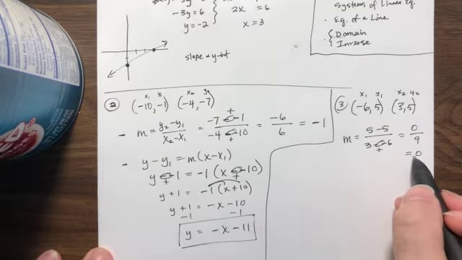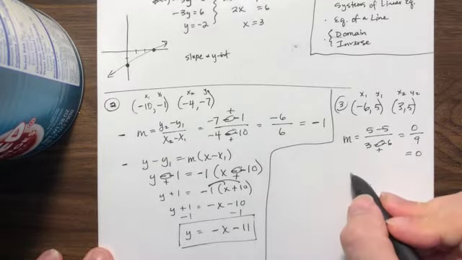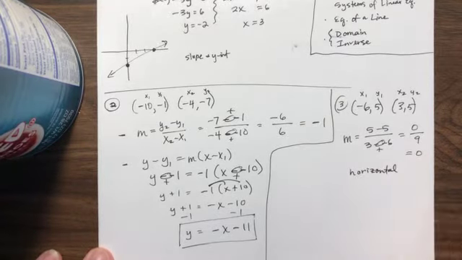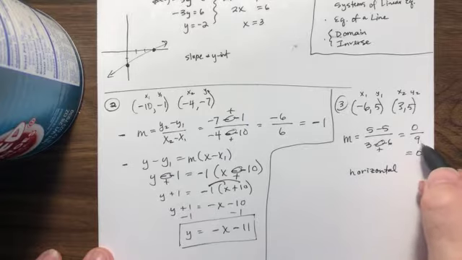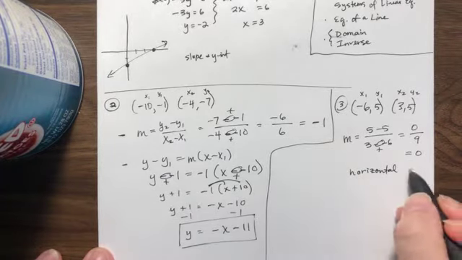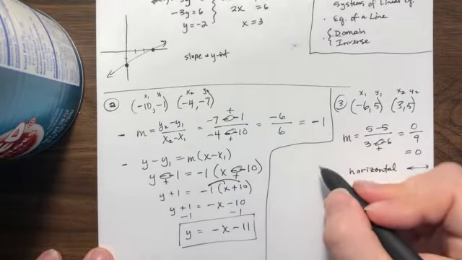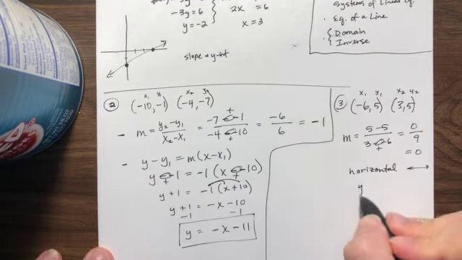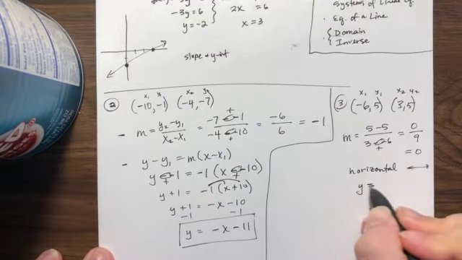And the only equation that has a slope of 0 is a horizontal line. If it was undefined, if 0 had been in the denominator, it would have been a vertical line. But with a horizontal line, it looks like this. And now I'm going to write the equation of a line, sorry. Horizontals are always y equal to a number.